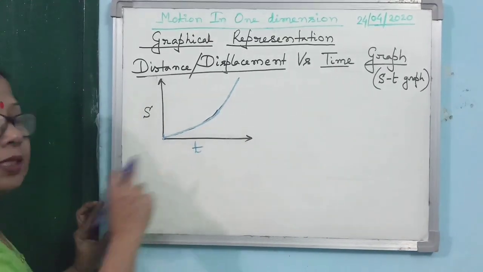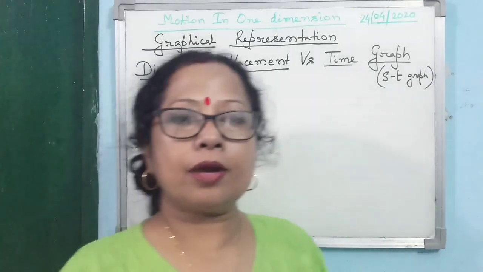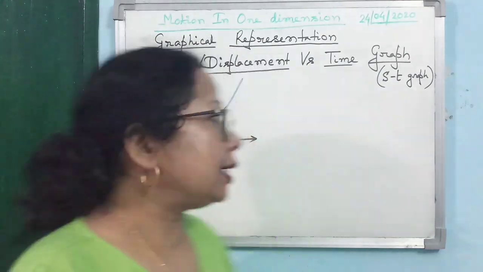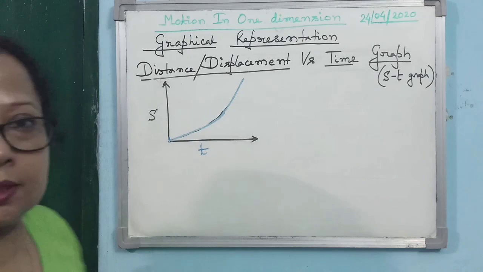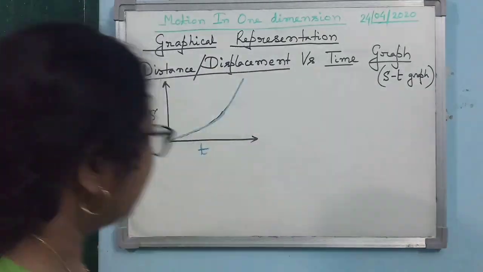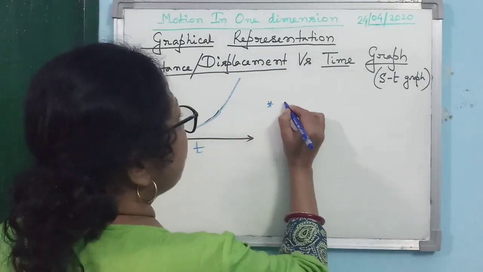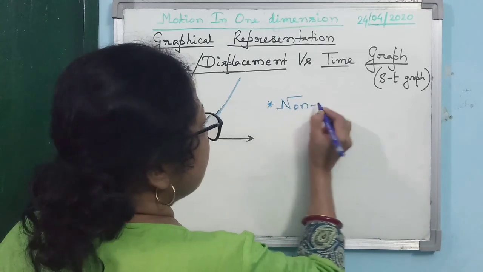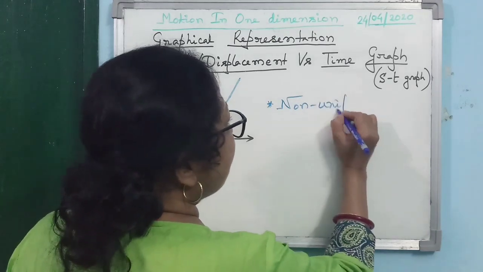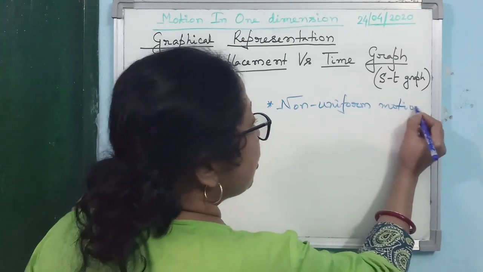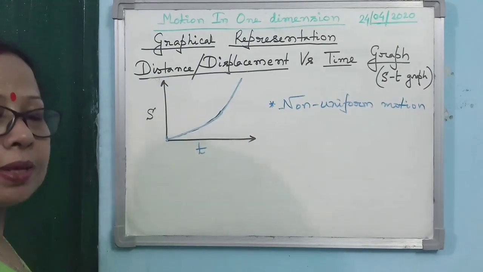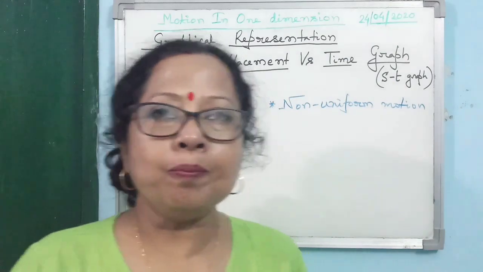What does the slope of the ST graph represent? The slope of the ST graph represents velocity. What does it mean? That velocity is changing at every point. So what kind of motion is it? It is a non-uniform motion. Is that clear? When the ST graph is a curve, then what does it represent? The first point: it represents a non-uniform motion.